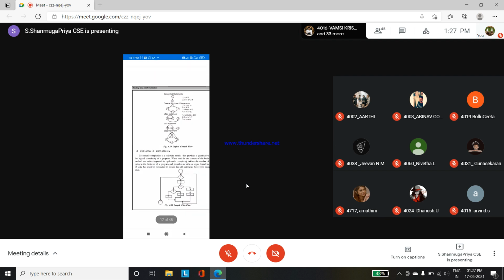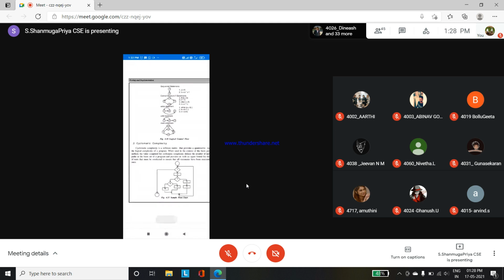Then, in order to calculate the cyclomatic complexity, we use V(G) = E - N + 2, where E is the number of edges and N is the number of nodes. Otherwise, we can use another formula: V(G) = P + 1, where P is the number of predicate nodes. Here we have taken this example flow chart with 11 notations.